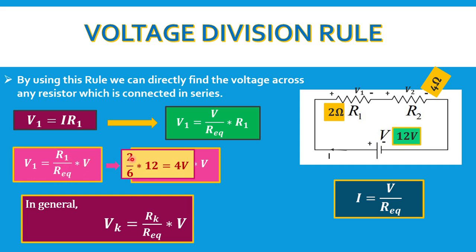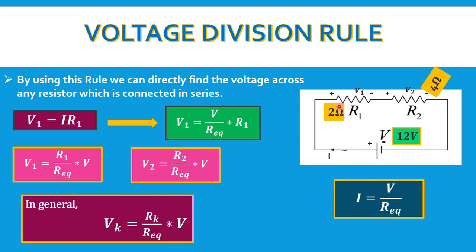What is R1? R1 is nothing but 2 ohm. So in the numerator 2 ohm upon R equivalent. R equivalent is the sum of the two resistances, that is 2 ohm plus 4 ohm, that is 6 ohm. So 2 by 6 into the supplied voltage of 12 volt. After calculating this, we get 2 into 2, which is equal to 4 volt. So the voltage across resistor 1 is 4 volt.